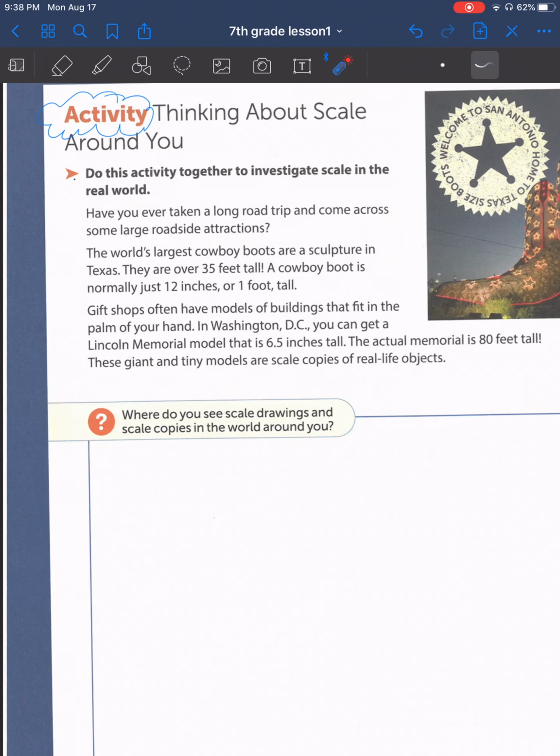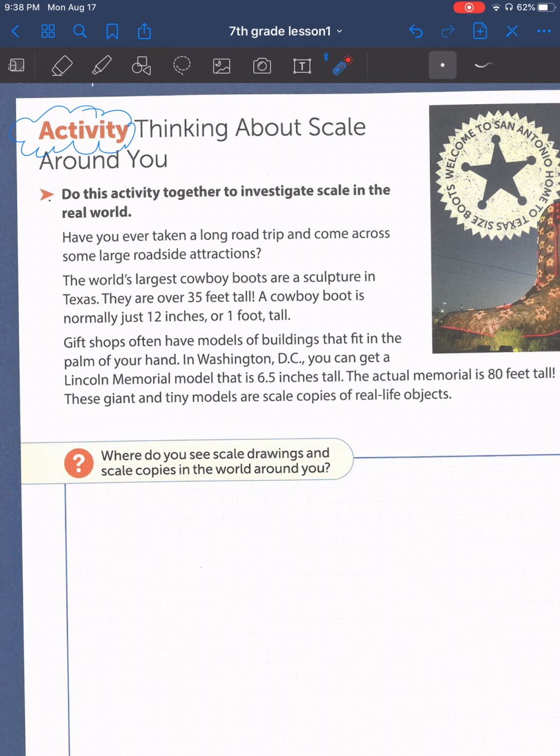Okay, thinking about scale around you. Do this activity together to investigate scale in the real world. Have you ever taken a long road trip and come across a sculpture in Texas? They are over 35 feet tall. A cowboy boot is normally just like 12 inches or a foot tall.